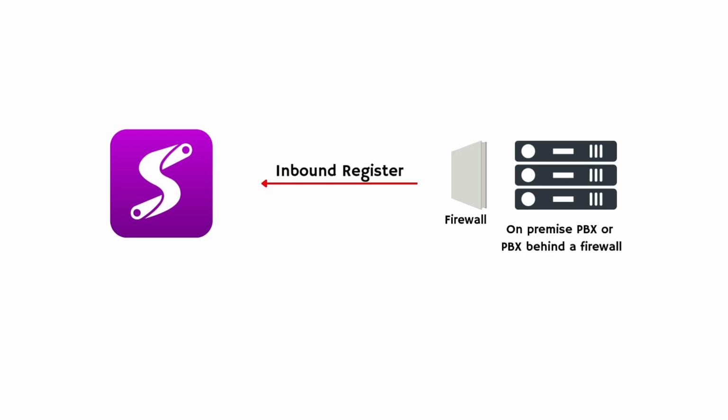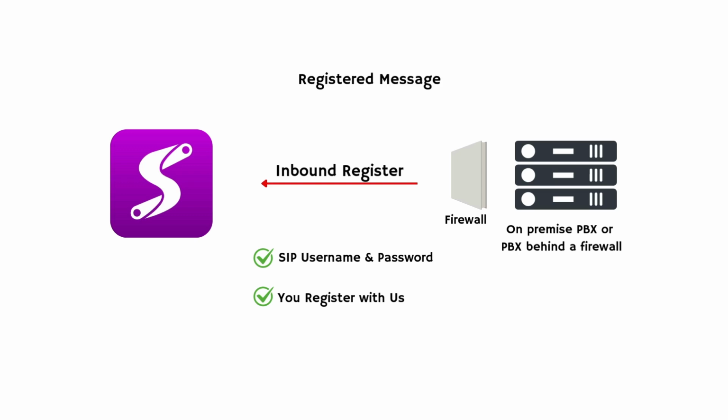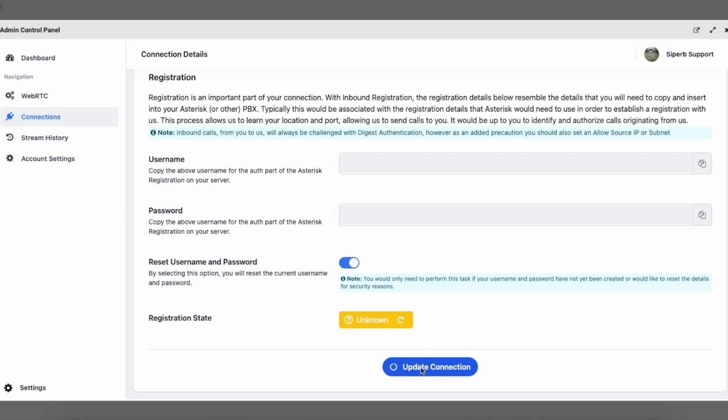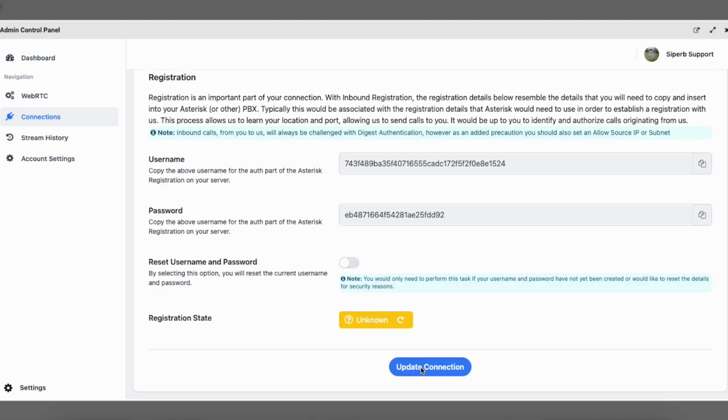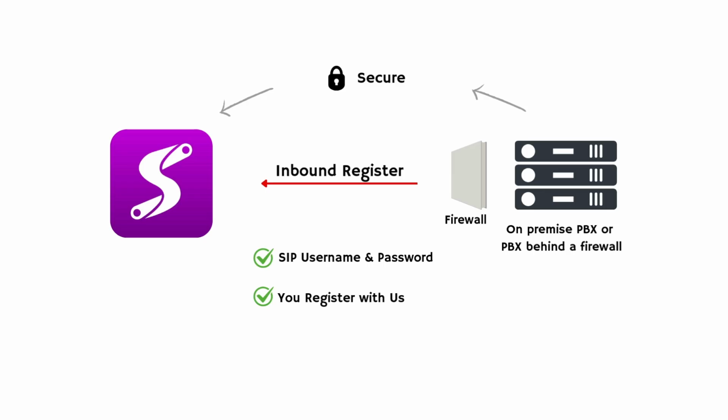Inbound registration. With this option, we automatically generate a SIP username and password, and you will need to register with us. This is a unique and quite unusual feature, but doesn't require you to open your firewall ports because the register messages will originate from within your network to us, ensuring secure communication. You can think of this as the opposite to what you are used to, so now your Asterisk server is acting as the client and registers with us, the server. This method requires additional configuration on your Asterisk or SIP-based PBX, and not all ISPs may offer this option.